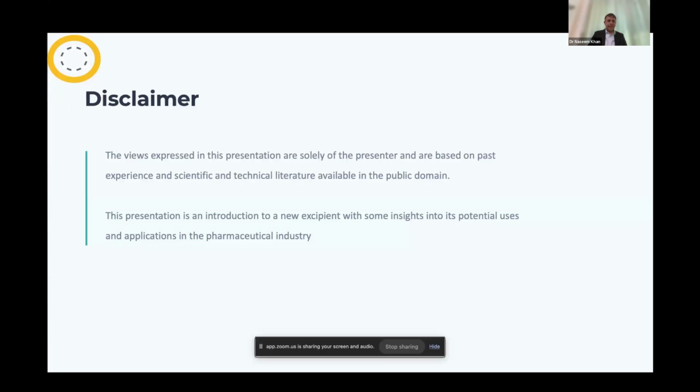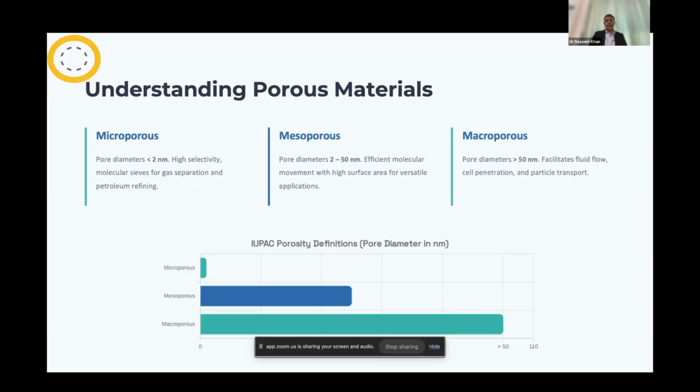This is a reference, showing how important this is, and we have taken all the literature and references here to show the audience. Understanding what is porous material.